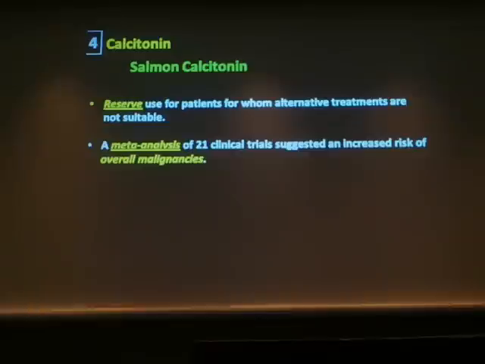A meta-analysis of 21 clinical trials showed that there is an increase in the risk of overall malignancies, which means what? We do not understand why or how that happens, but when they looked at patients who used salmon calcitonin, they found someone who has a brain cancer, someone who has hepatic cancer, someone who has breast cancer. So there's an overall increase in the risk of malignancies. In 2012, 2013, there was a panel at the FDA that studied whether we should take that drug off the market. But because the manufacturing companies are much stronger, they decided no, we're not going to take it off the market, although there is this huge increase in the risk of overall malignancies.